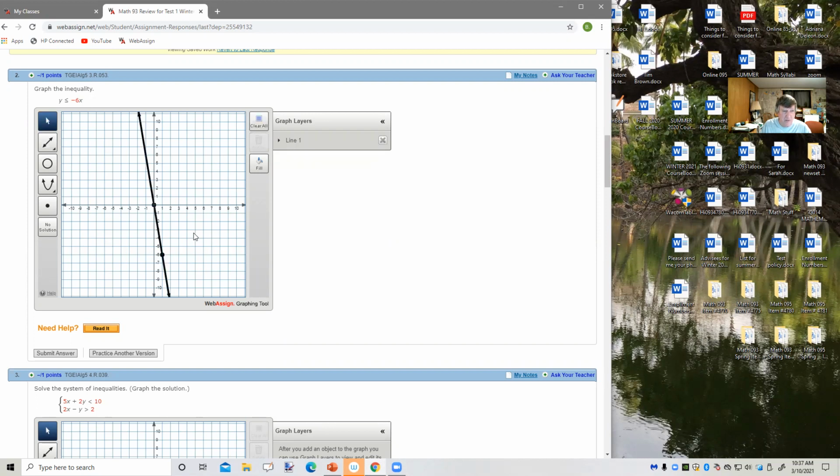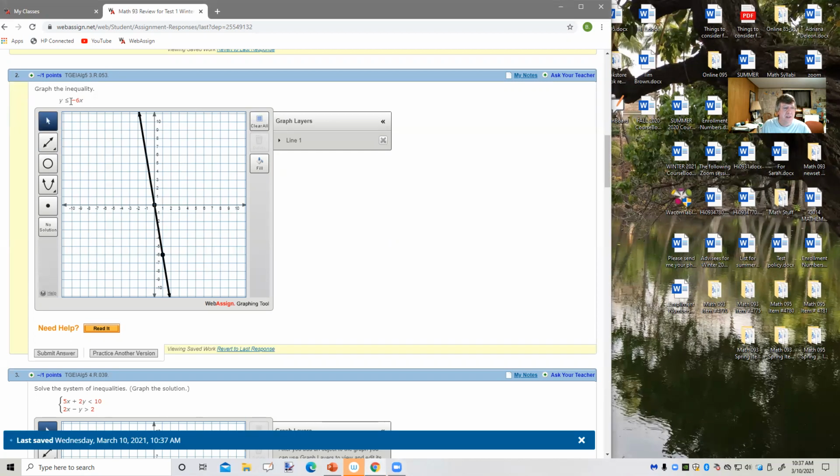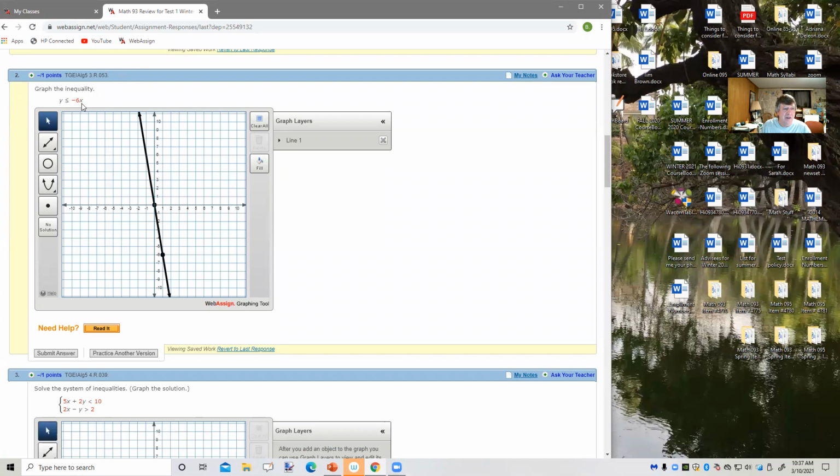Okay, now this is y less than or equal to. Since it includes the equal to, it would be a solid line. Since it says y is less than or equal to -6x, we're going to graph below the line because less than would be below and greater than would be above. So here we go for the fill. Any questions on that problem?